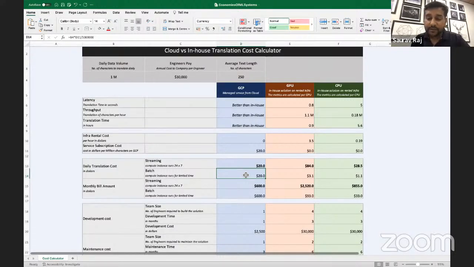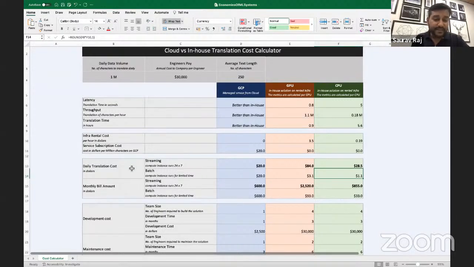So again, you'll be paying $20. But in-house, since your compute instances will be running only for a specified number of hours, in this case, only for 1 hour to translate 1 million characters, you'll be paying only that much for the amount of time your compute instances are up and running. So the GPU compute instances, if the solution is running on GPUs, you are going to pay $3, and $1 when it's running on CPU. So that's the daily translation cost that one has to bear.